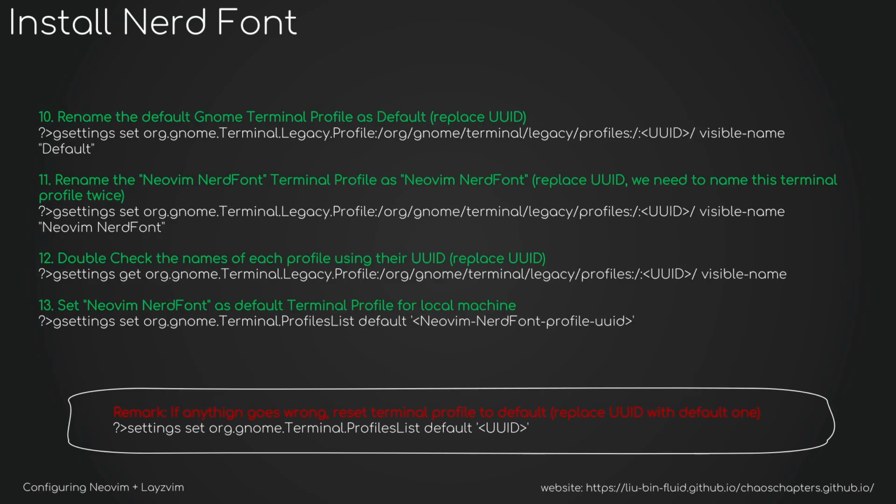Until this stage, sometimes you might find that the Ubuntu system does not record the name we assigned to this new terminal profile. Hence, we need to rename the default and new terminal profiles again as default and Neovim nerdfont. In the command line, you need to change the UUID into the one you extracted from the last two steps. Subsequently, verify whether our renaming works.